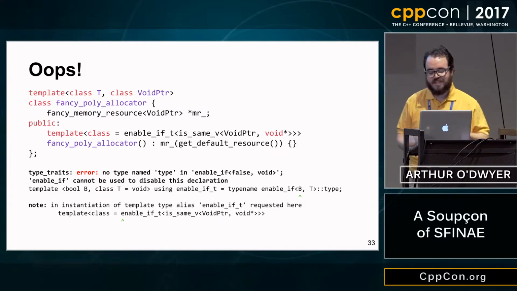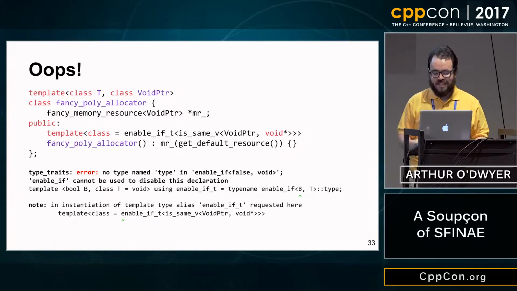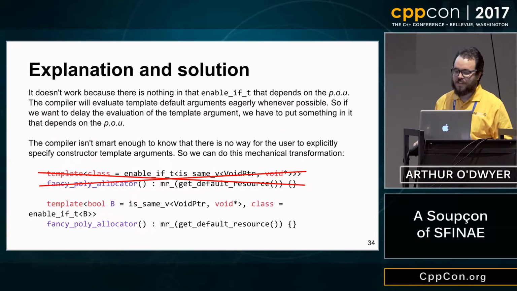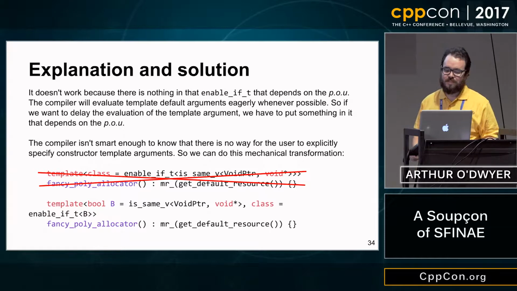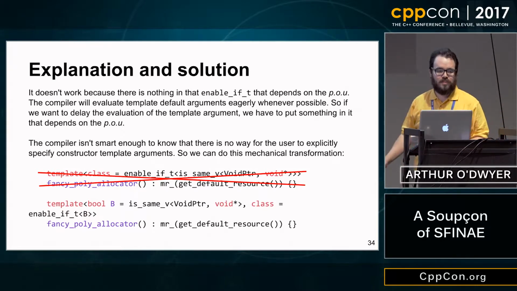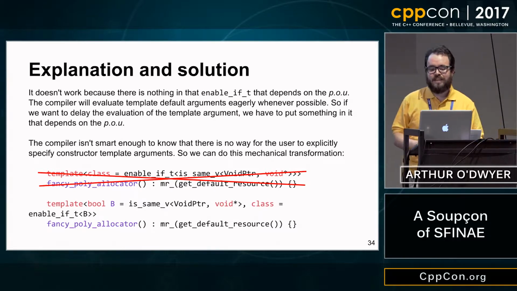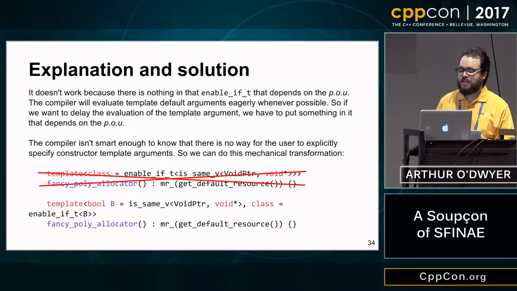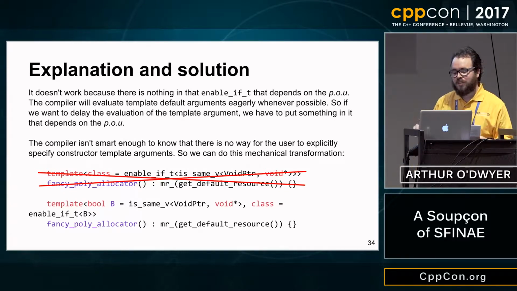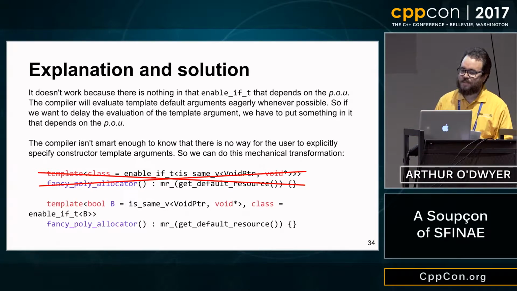So what's going on here? Why is it telling me that it can't do what I asked? Well, turns out it doesn't work because there's nothing in the enable_if_t, which you can see sort of under the big X here, that depends on the point of use. And the compiler, when it's trying to figure things out, will generally be as eager as possible. So things like template default arguments, the compiler will try to resolve that if it can at the point of the declaration.